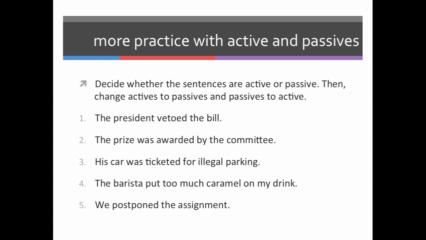That doesn't work. We postponed the assignment. Again, we are the ones who did this. We are the actor. So number 5 is an active sentence.